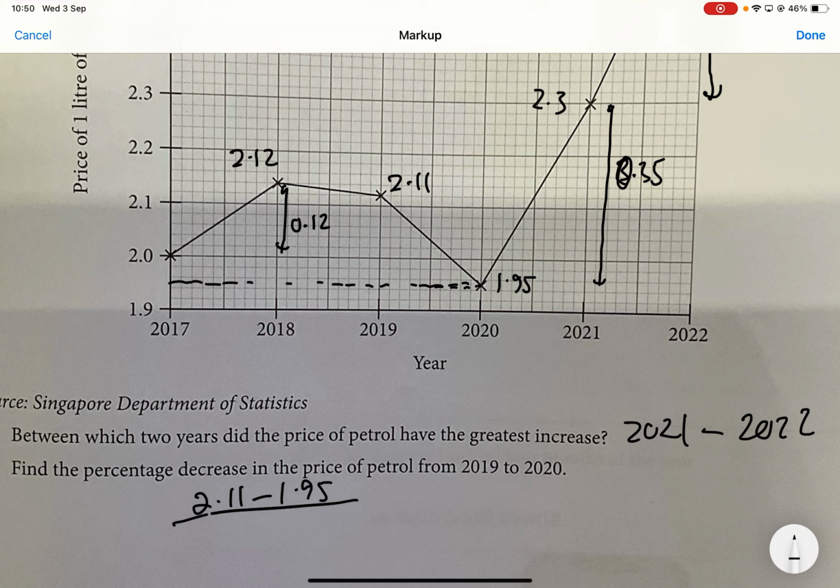Okay? Percentage price of petrol from 2019 to 2020. So the original was 2019. So we have to take the difference, 2.11 minus 1.95, the difference, divided by the original price, which is the price in 2019. So 2.11. Then changing it to a percentage, we need to multiply 100%.